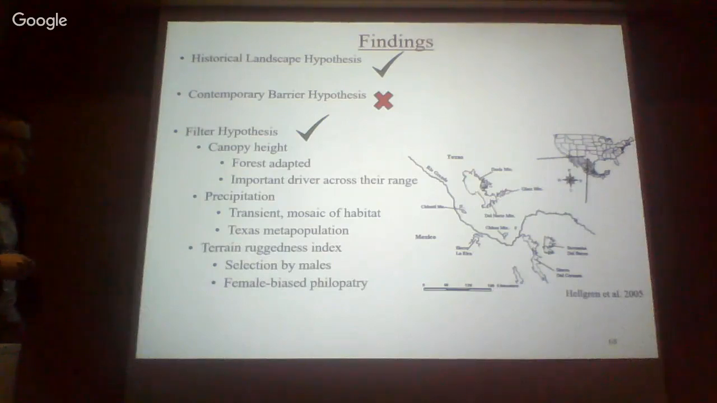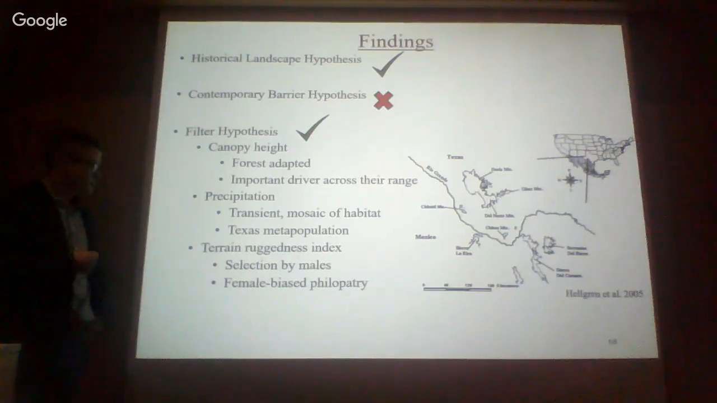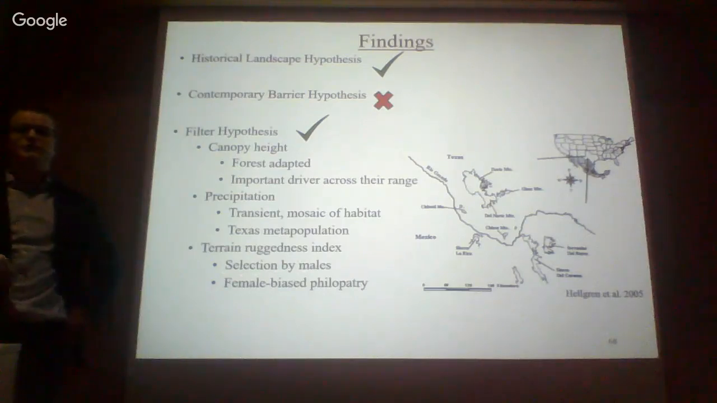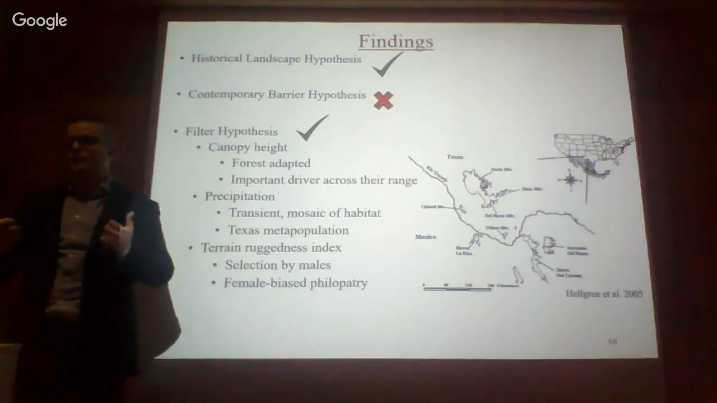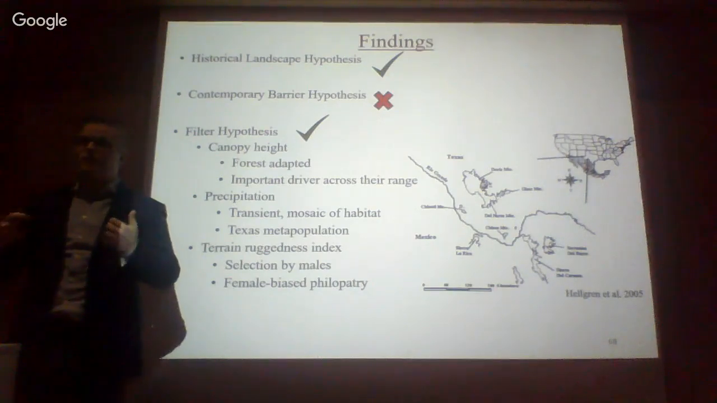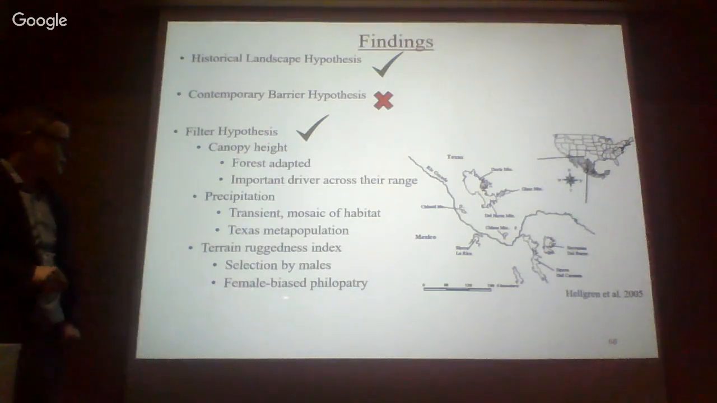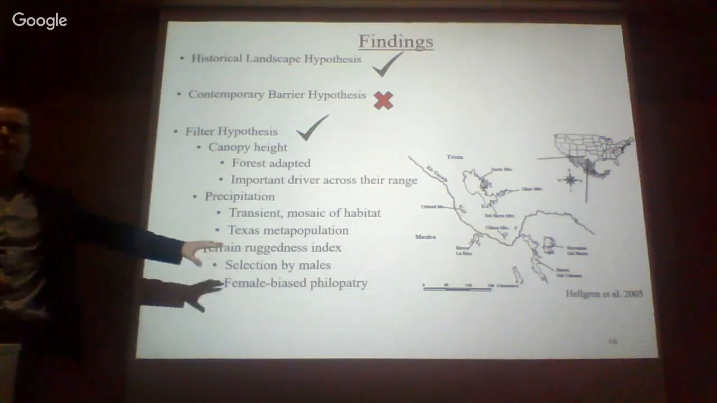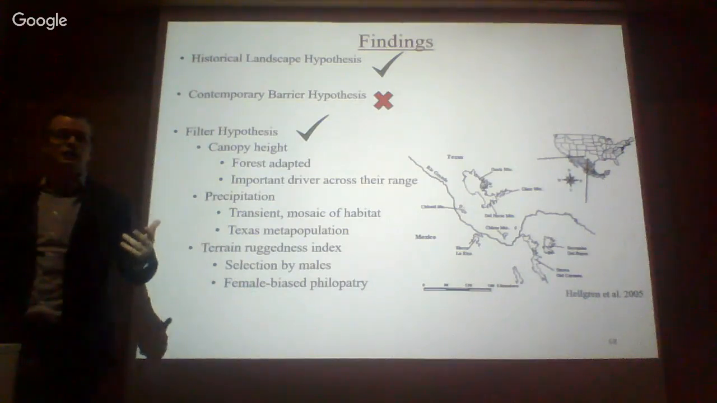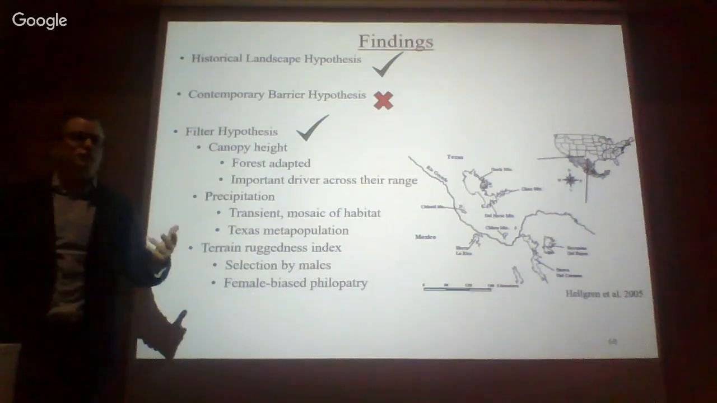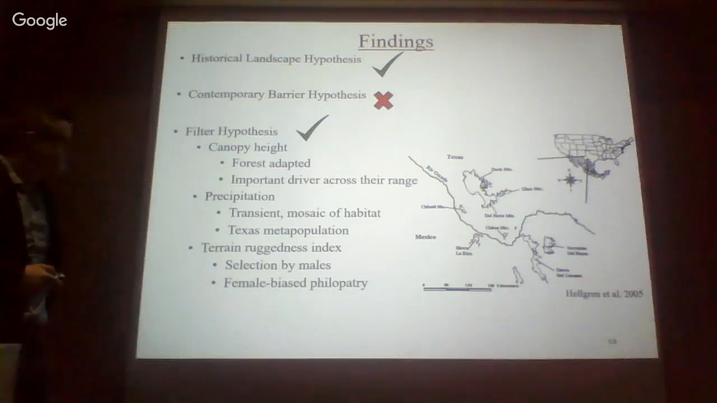And then lastly, terrain ruggedness was important, which I believe is reflecting selection by dispersing males, as they've been shown to prefer less rugged valleys where there might be more food for them to access. Particularly because this species shows female-biased philopatry, the males are going to be the ones predominantly promoting gene flow across the landscape.